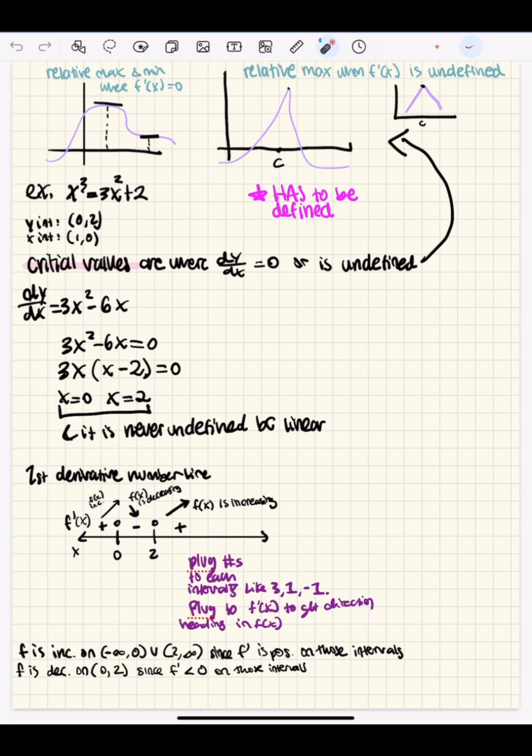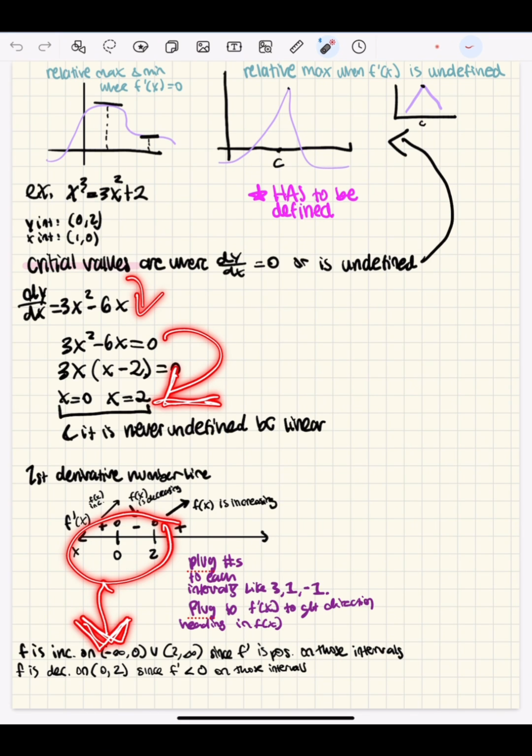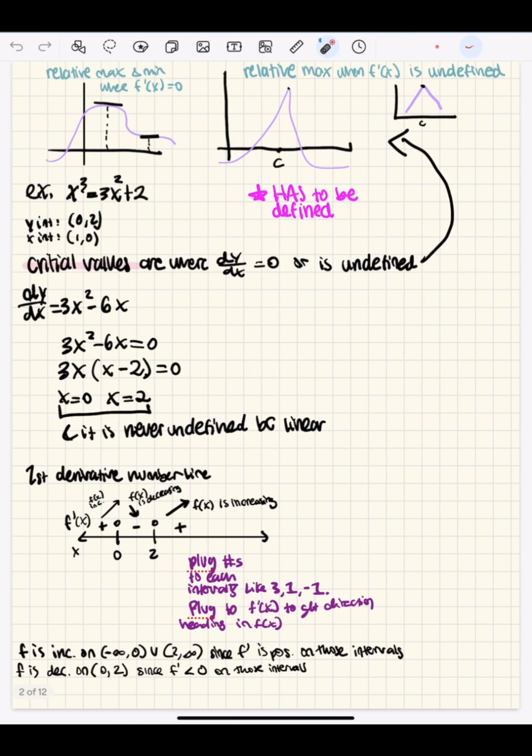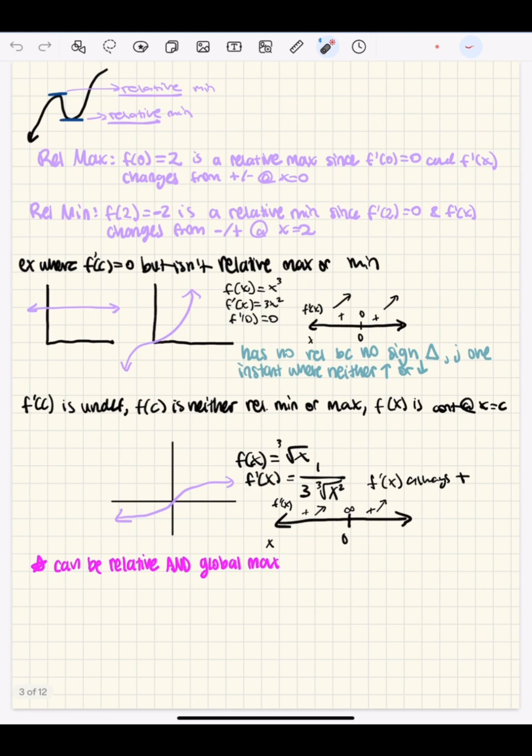So you take your original function, you take the derivative, you get the critical values, and you use those in many ways. One is for a number line, which is really ultimately used for two, which is writing where the function is increasing or decreasing. And then the third use is finding the relative minimums and maximums. So, sorry about any background noise, by the way.